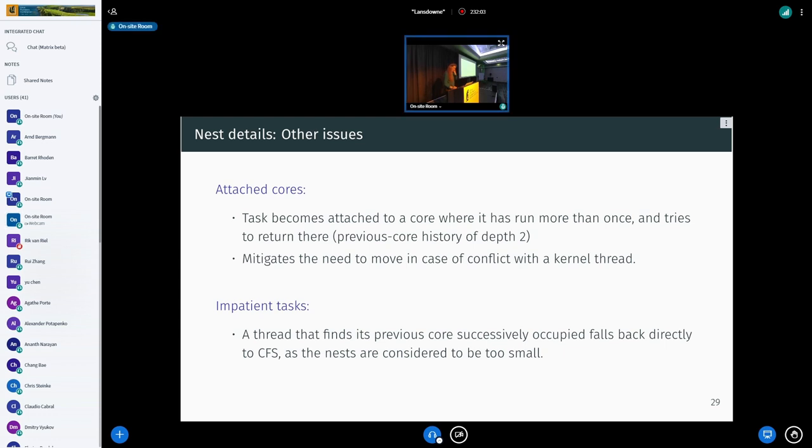We also have the idea of tasks that are impatient. For some kinds of applications, you might have several tasks which manage to always fit. They never run at the same time, and so they always manage to fit on the same core. That might change over time as they drift. A task might discover that it is always getting interfered with by another task. In that case, the task becomes impatient, and we fall back directly to CFS because we feel we need to get the primary nest to become as big as possible.